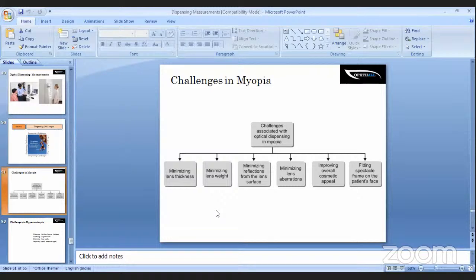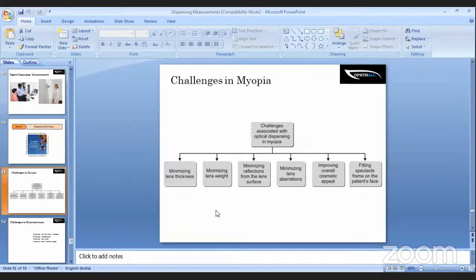However, there are two materials: mineral material, which is made of glass, and organic material, which is made of plastics. Plastics are always lighter than glass. In fact, glass is becoming obsolete day by day.